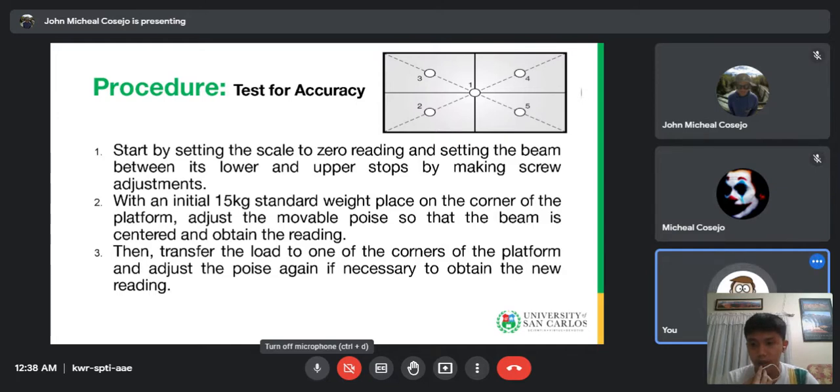After that, transfer the load to one of the corners of the platform and adjust the poise again if necessary to obtain the new reading.